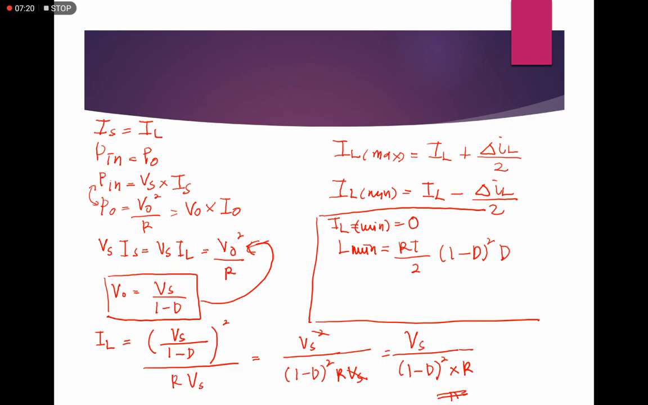So what is the percentage we use in selecting the value of L to make sure it's greater than L min? We have this consideration whereby your value of L must be at least 25% more than your L min, which is 1.25 multiplied by your L min over here.